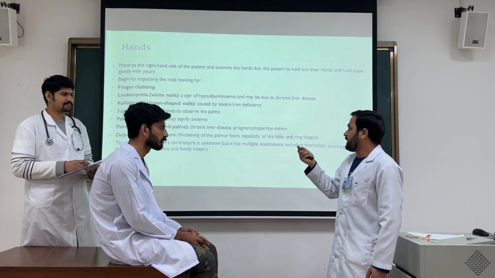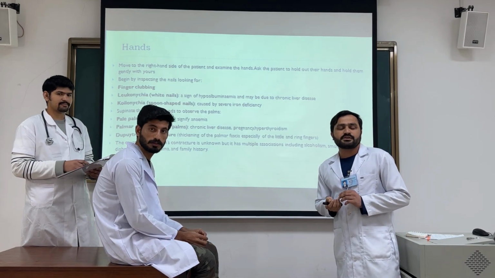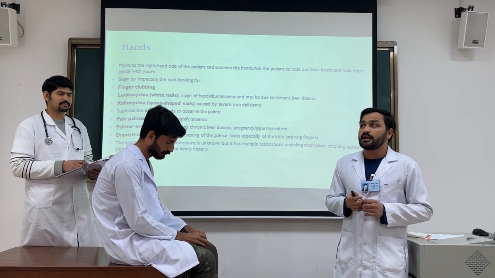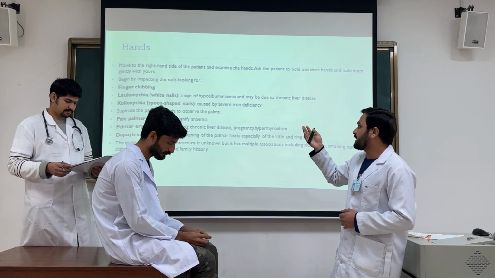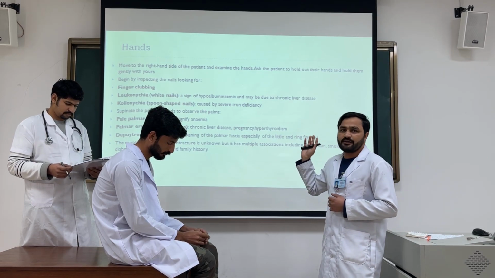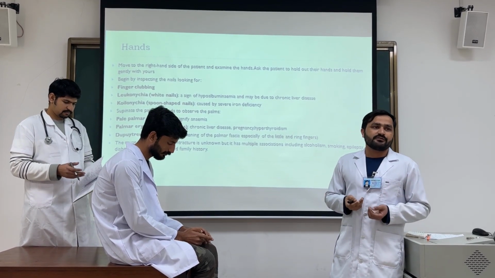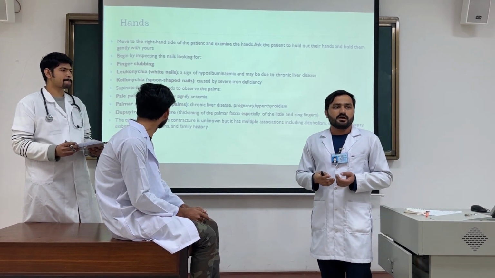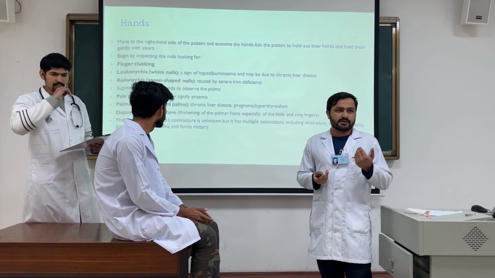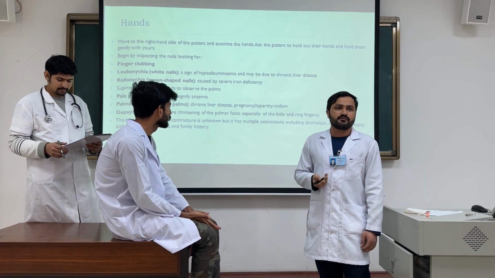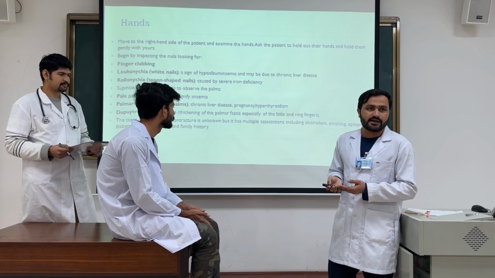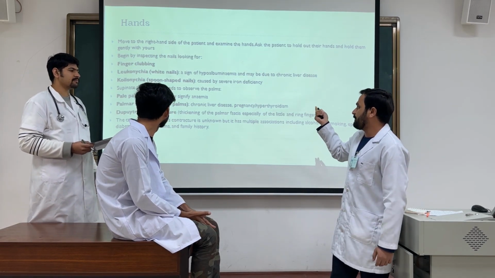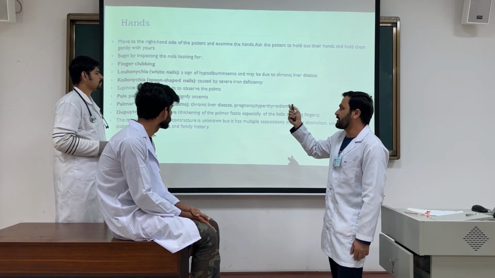If we see the shape of the nail, if we see a spoon-shaped nail, we call it koilonychia. It is due to severe iron deficiency anemia. Iron deficiency anemia may be because the patient has a low intake of iron, or maybe due to loss of iron. Something else is happening with the patient if we see the spoon-shaped nail.